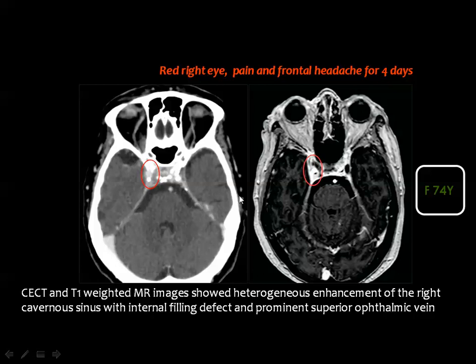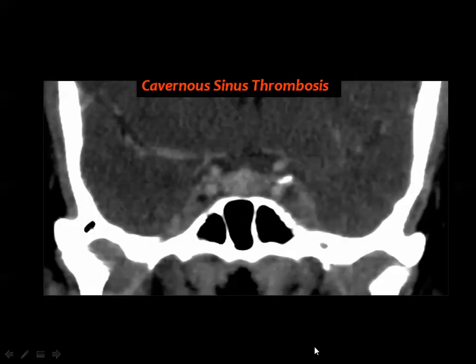And here you see the cavernous sinus, there is some filling defect in the sinus, and in the MRI T1 weighted image after contrast, you may appreciate also the presence of the filling defect within the sinus, denoting thrombosis.